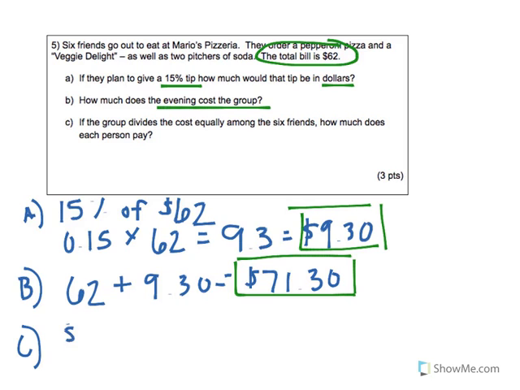So I take the total of the night, $71.30. I'm dividing it evenly among my 6 friends, and I pop it in my calculator, and what I get is 11.883 repeating. That 3 goes on and on and on. Now, that's not an amount you can leave as a tip. You cannot do anything past this hundredths place.